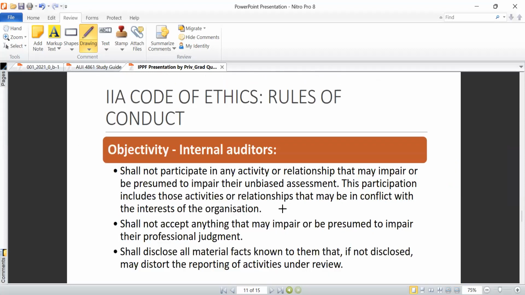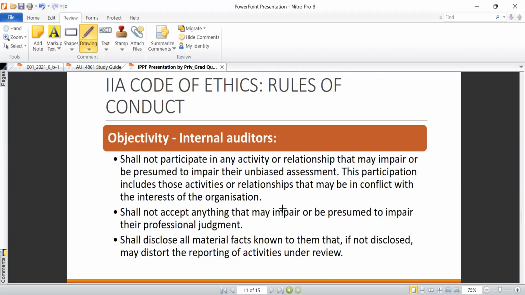Then the next principle and the rules of conduct is pertaining to objectivity. Objectivity has got three important rules of conduct. The first one suggests that internal auditors should not be found participating in any form of activity or relationship that can impair or be presumed to impair their unbiased assessment.